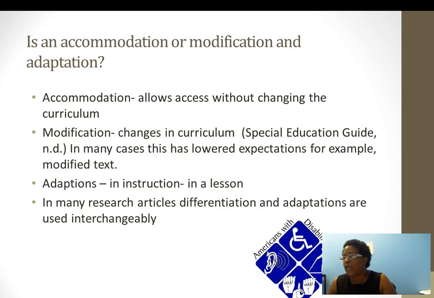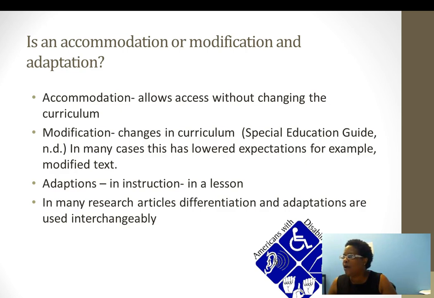Okay? A modification is a change in curriculum. So from the special ed guide, this is what it says. In many cases, this has lowered expectations. For example, modified text. So we have accommodations, modifications, adaptations in instruction, which is what's happening in the lesson.